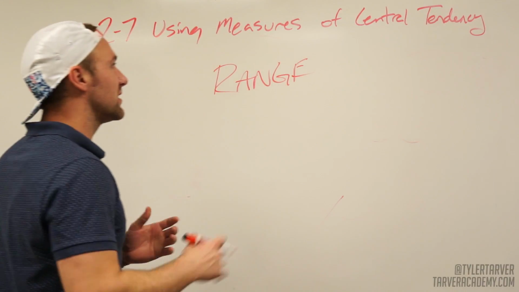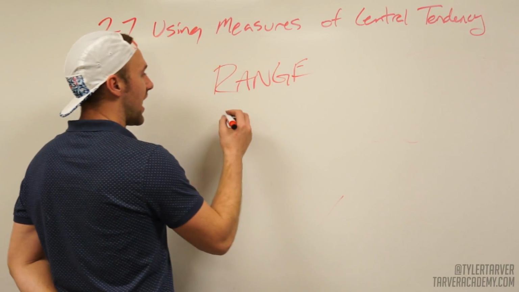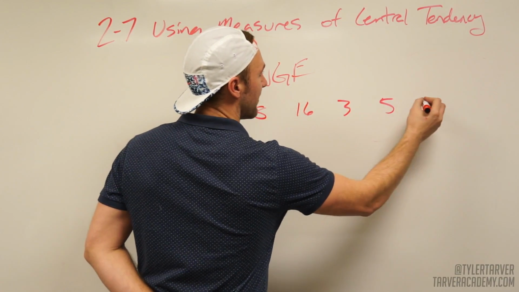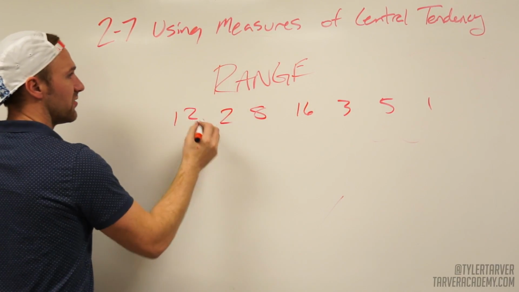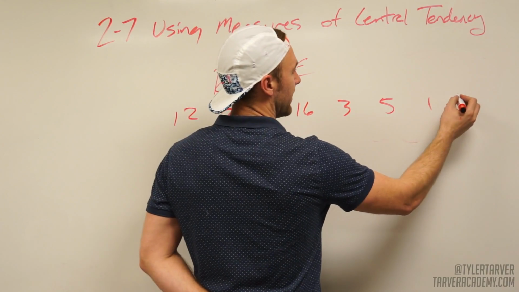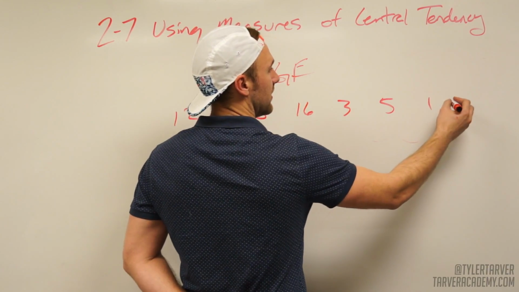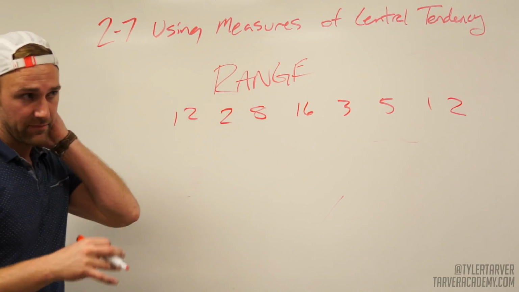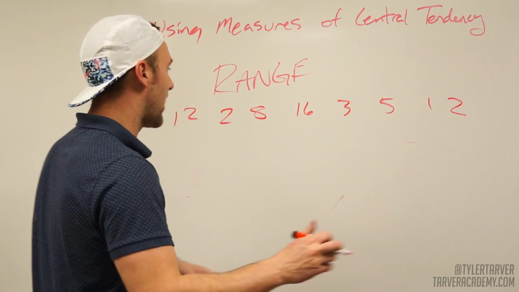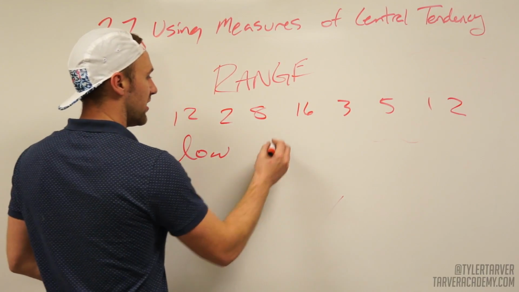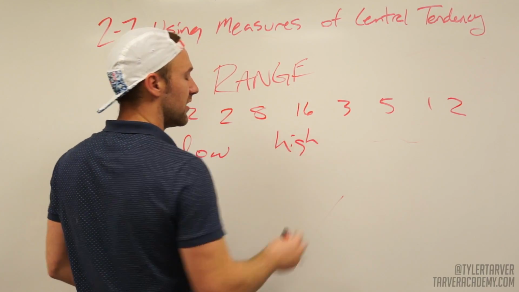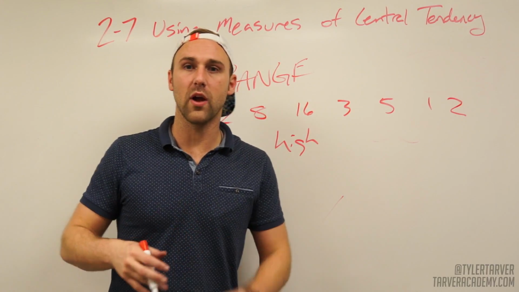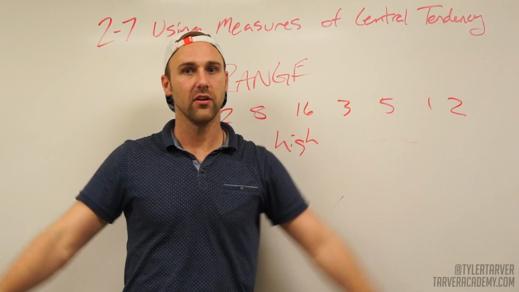So let's talk about the range in a set of data. So we've got 2, 8, 16, 3, 5, 1, 12, and negative. Let's do 2. Okay. All right, when you want the range of a set of data, it's pretty easy. You find the lowest, you find the highest, and then you find out how far it is from one to the other. That's the range. You want to go from one spot to the other. All right?